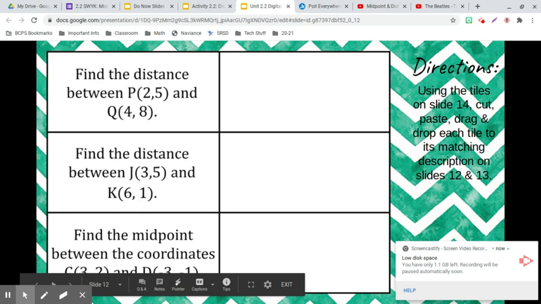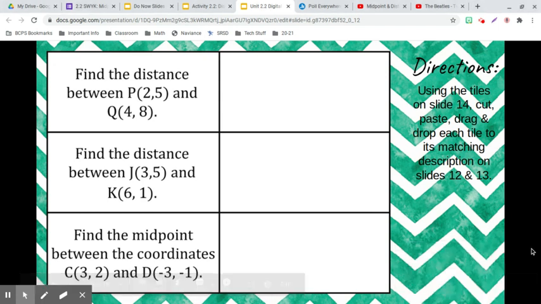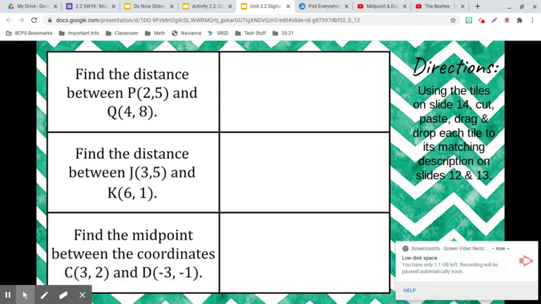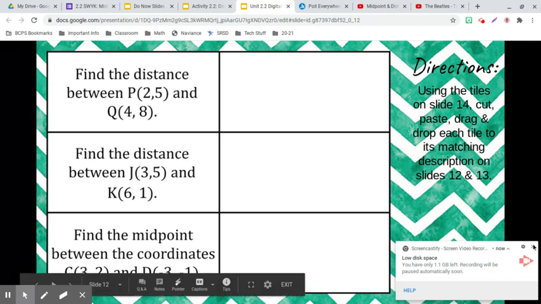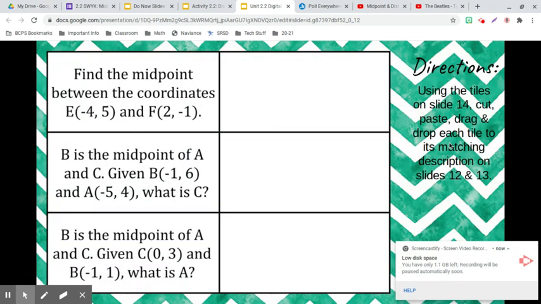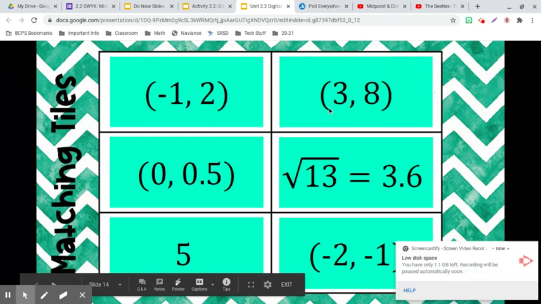So what we have next is our practice. If you feel like you can go ahead and get started on this, go ahead. If you would like to work through a couple of these together, we're going to do that together. So we have 6 problems, and then we have 6 answers.